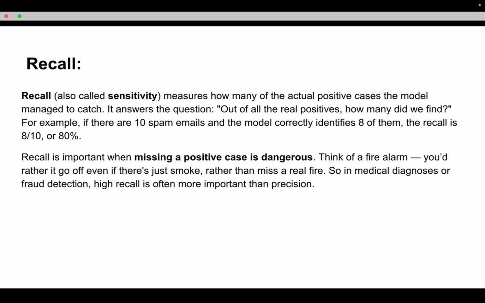Think of a fire alarm. You'd rather it go off even if there's just smoke rather than miss a real fire. So in medical diagnosis or fraud detection, high recall is often more important than precision.